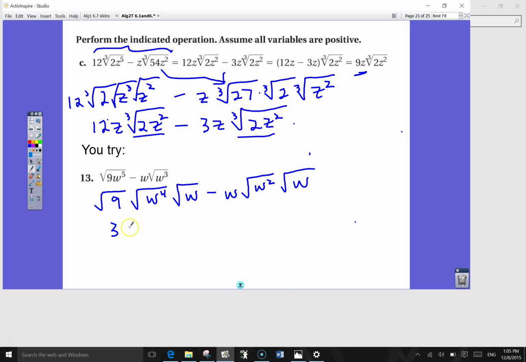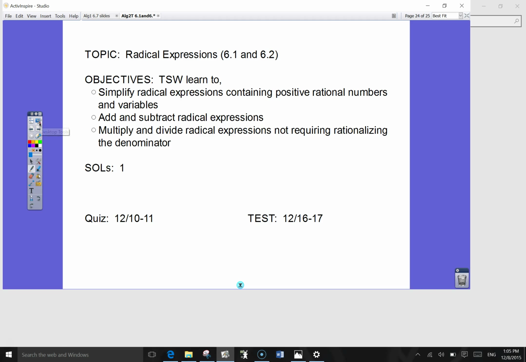This is 3w squared times the square root of w minus, okay, this square root of w squared is going to give me a w. Combined with that w gives me w squared, and I still have square root of w. So we've got 3w squared minus 1w squared times the square root of w, so that is 2w squared times the square root of w. And that's it.